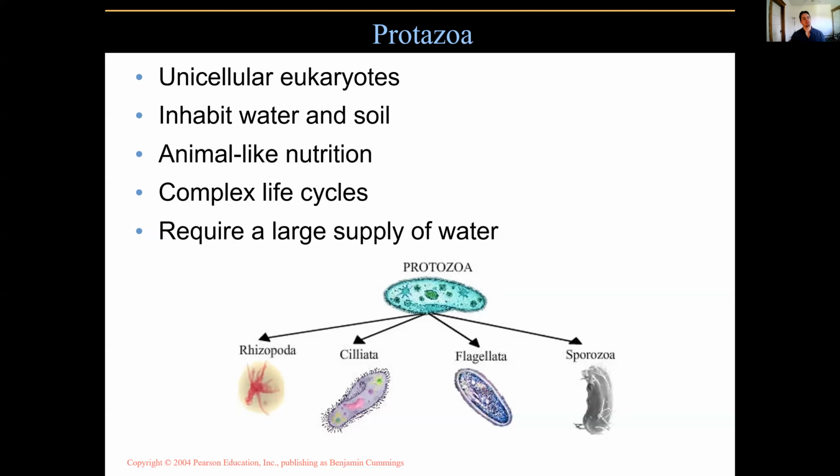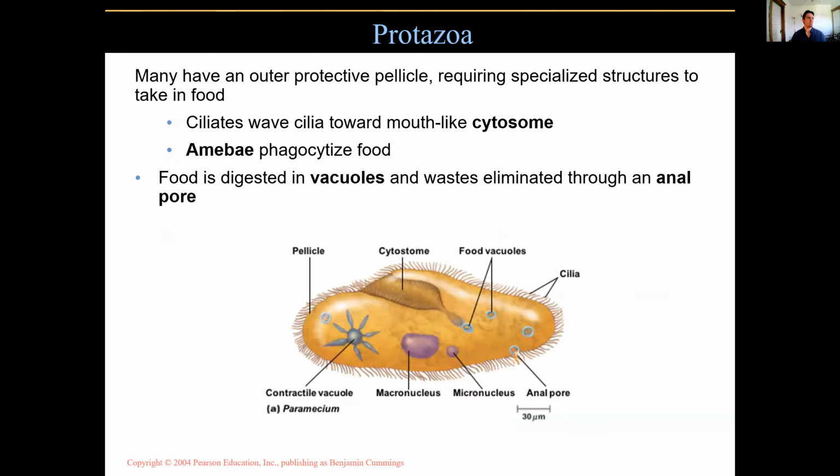Just as a note here, sexual reproduction has also been observed in protozoa, and these organisms are also capable of encystment, which means that they form cysts under adverse conditions. A cyst in this case is essentially just a protective capsule that they can form around themselves, and they typically require a large supply of water. Protozoa also have an outer protective pellicle surrounding the cells, and thus they require specialized structures to take in food.